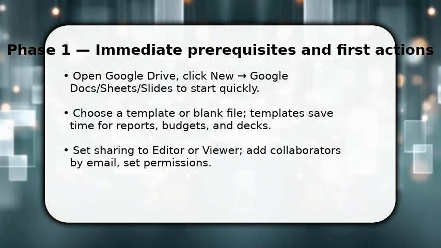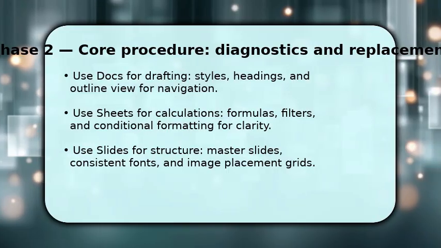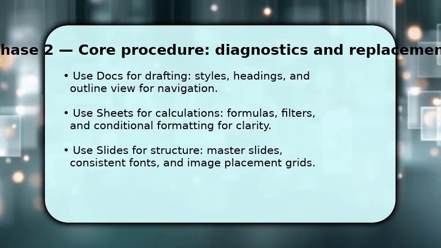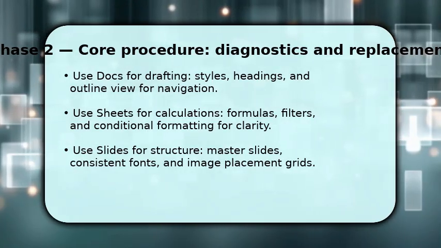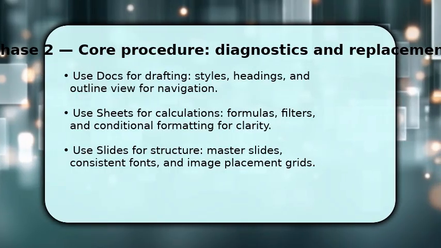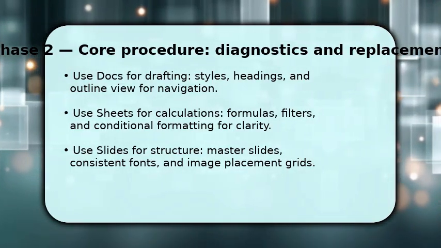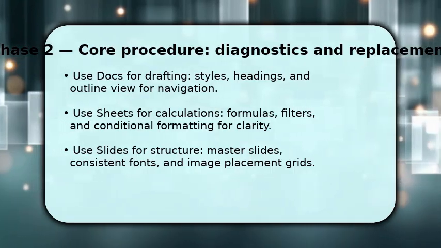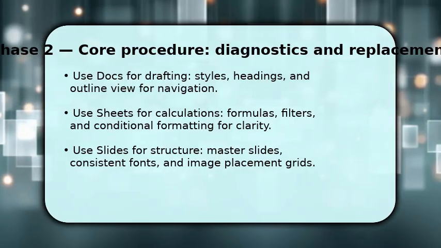You now build content using tools best suited to each app. In Docs, apply heading styles so the outline and navigation work. This speeds editing. In Sheets, enter formulas, freeze header rows, and add filters. Once formulas return expected results, use conditional formatting to highlight trends. For Slides, edit the master to enforce fonts and colors, place images using alignment guides, and keep one consistent layout per section. Once done, review flow.